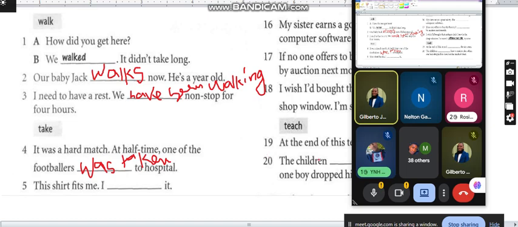I have a name here, but I can't tell. This name is a bit strange, but it's Charles.